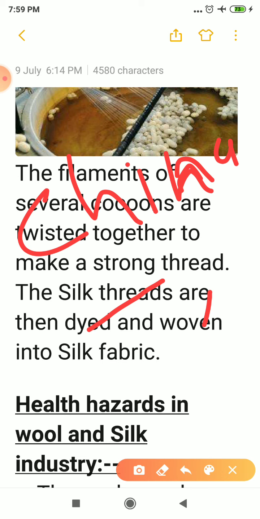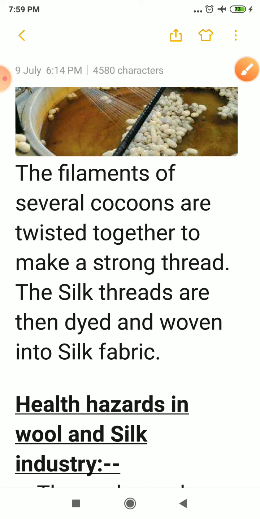Earlier, people imported silk fabric or silk cloth from China itself, because the Chinese guarded the secret of obtaining silk for a very long time. So this is the story behind how silk came into existence, how silk was discovered.